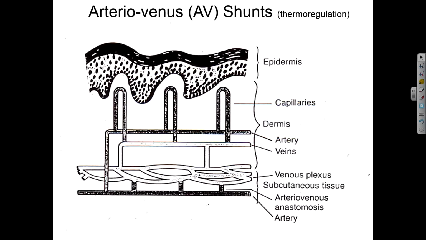This shows you these AV shunts, right? So you can see if blood flows right up to the surface into the papillary layer, that's going to help cool the body. If you close this off and you keep blood down here at the deeper level through an AV shunt, it's going to restrict evaporative cooling. You'll stay a bit warmer.